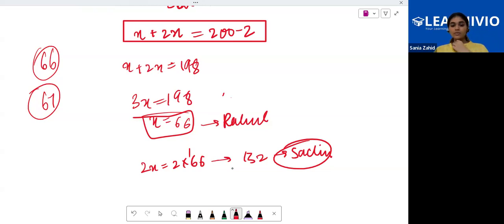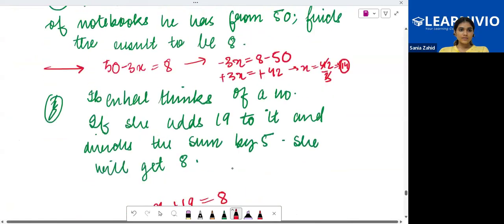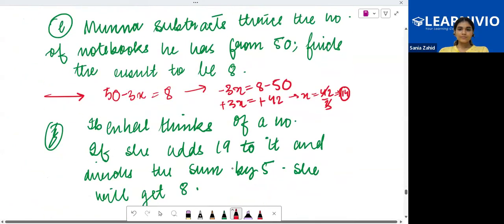Are there any doubts in the chapter? Ma'am, I have a doubt in that E question. Why are we writing like minus 3 in there? Because it's 50 minus 3x. Is it minus 3 or positive 3? Are you subtracting that one? You are not subtracting that.